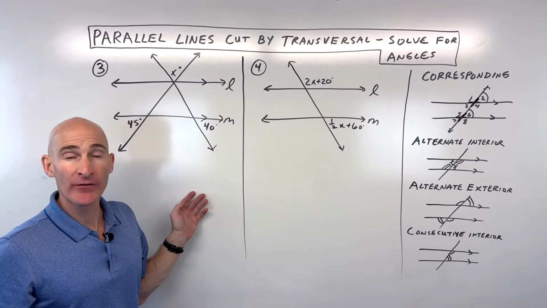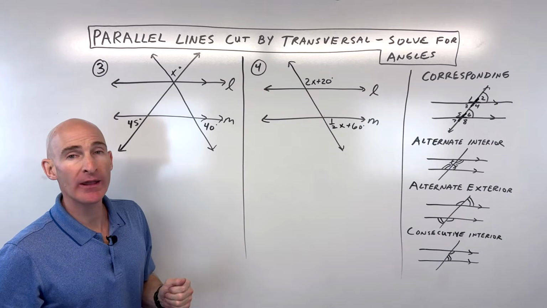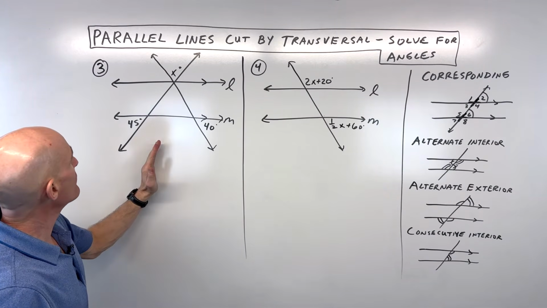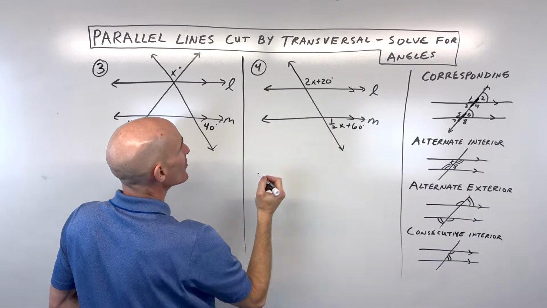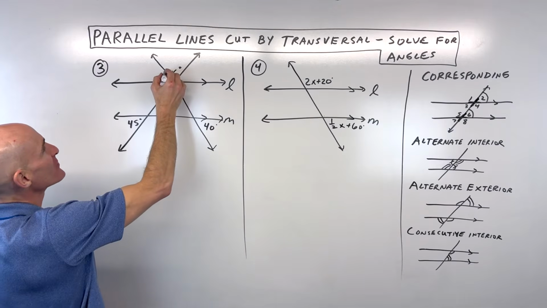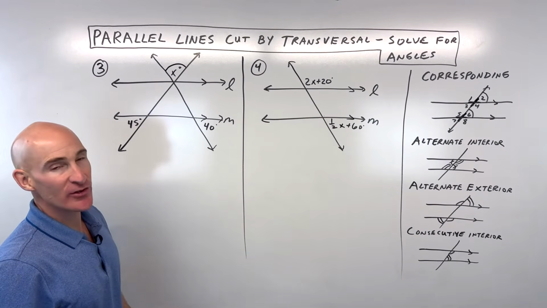Okay, let's try number 3. If you want to pause the video and try these on your own, go ahead and we'll go through them together. But for number 3, notice we've got these two parallel lines, which I should have indicated over here as well. But we're trying to solve for this missing angle x right there. So how would we do that?